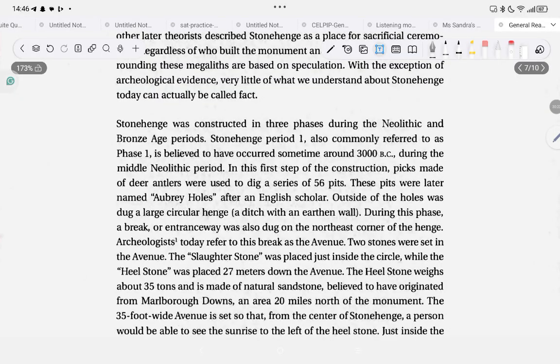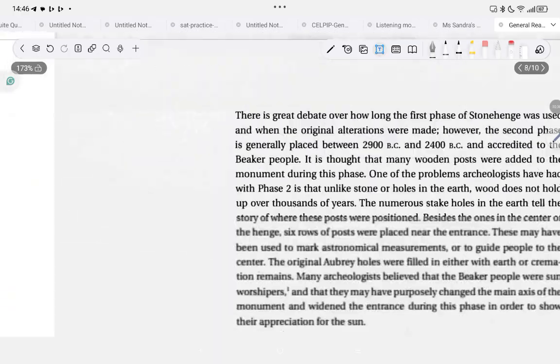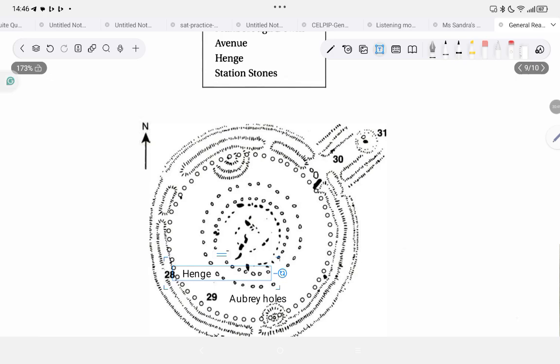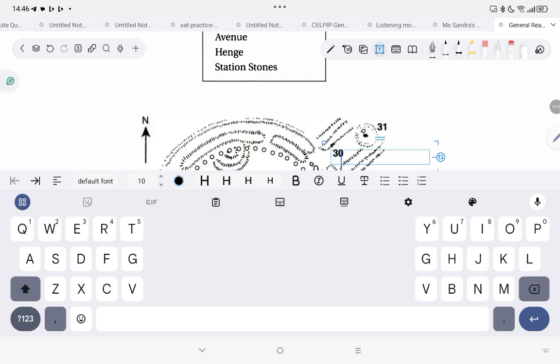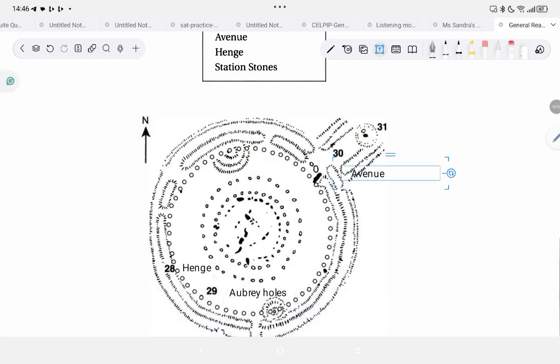During this phase, a break or entranceway was also dug on the northeast corner of the henge. Northeast is top right. Actually, they refer to this break as the avenue. So avenue is top right, and that should be 30. It says an entrance on northeast, and northeast is top right. So avenue. Okay, let's put it here so you can see it.